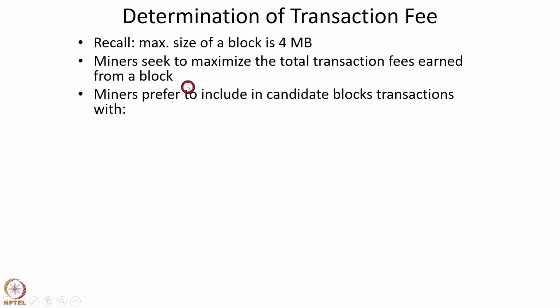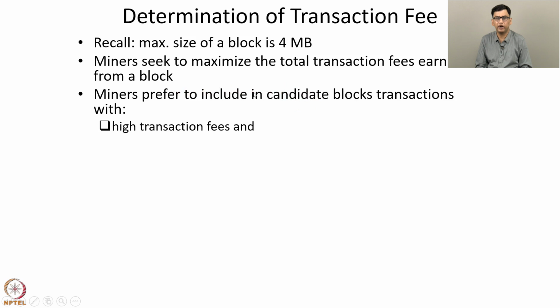block reward. Miners prefer to include in candidate blocks transactions with high transaction fees as well as small sizes. If the transaction fees are high, then that will increase the revenue of the miner, and if the transactions are small, then the miner can fit a lot of transactions into the limit of 4 MB. Hence, again, the revenue of the miner will increase.